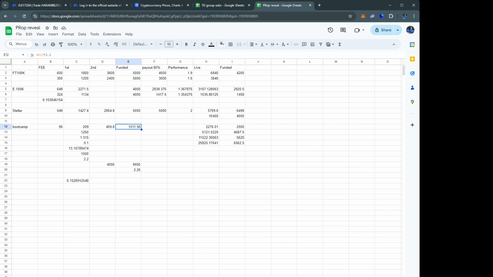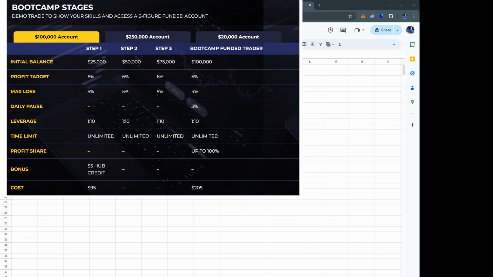Okay, now the magic starts. We get one funded account with 100k in balance. We have 0 money of our own when we trade in the prop firm, while in the live account we have $1,000.